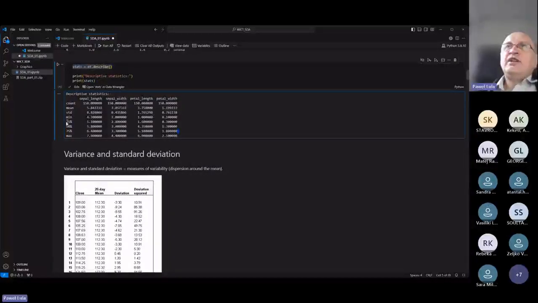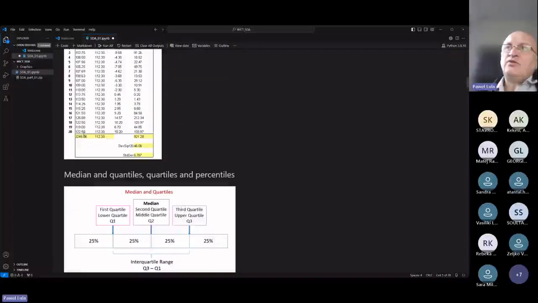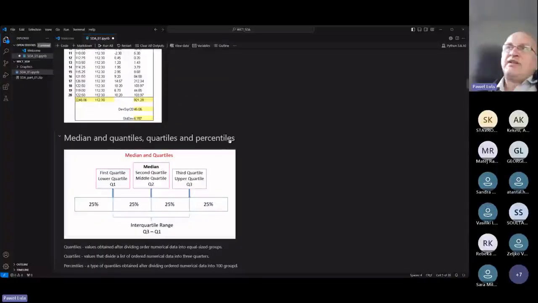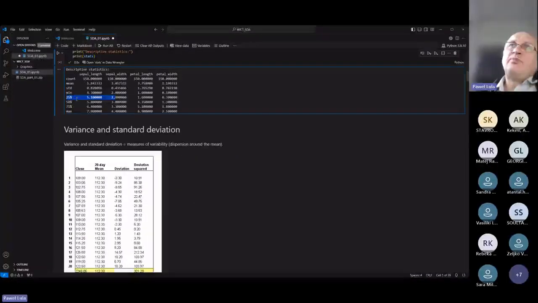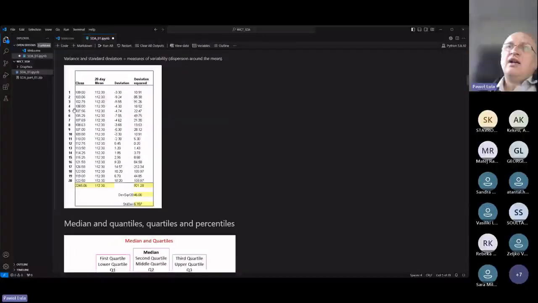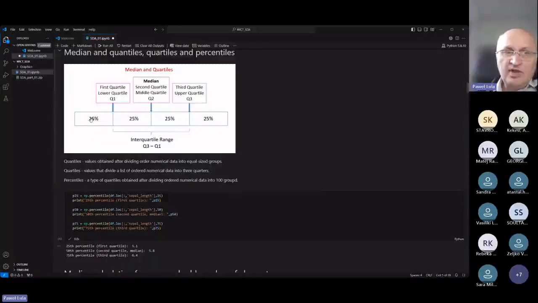Here, we have very interesting information, which is labeled as 25%, 50%, and 75%. These values are called percentiles. It is the 25th percentile, 50th percentile, and 75th percentile. How to calculate them and how we can interpret these values.